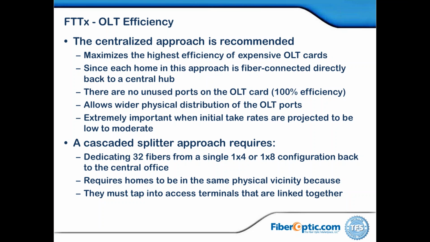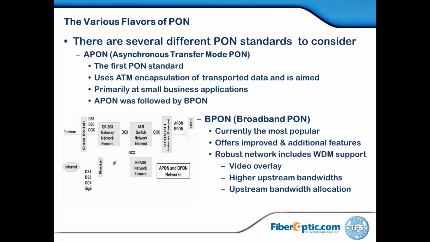The other one is cascaded splitters, where we can dedicate 32 fibers, go to a single 1x4 or 1x8 back to the central office. This would be at, say, the FTTH at the, say, top of the neighborhoods. It would require homes to be in a basic same vicinity, and the access terminals would have to be top. Now, that's all we meant by that, if you can picture the physical structures.